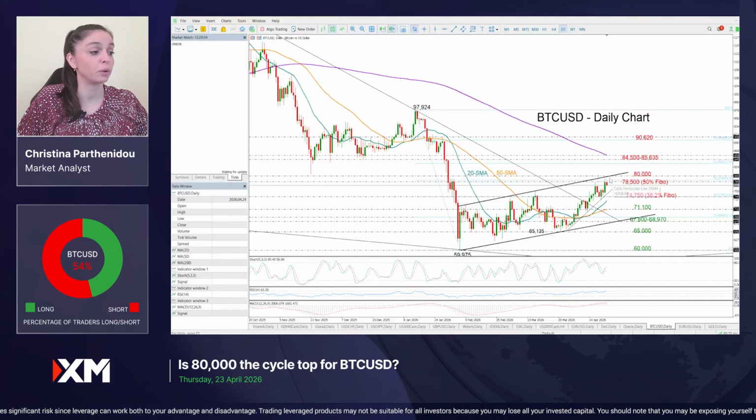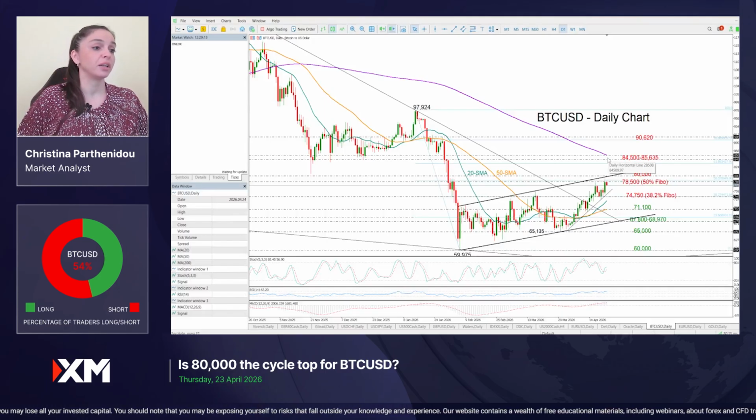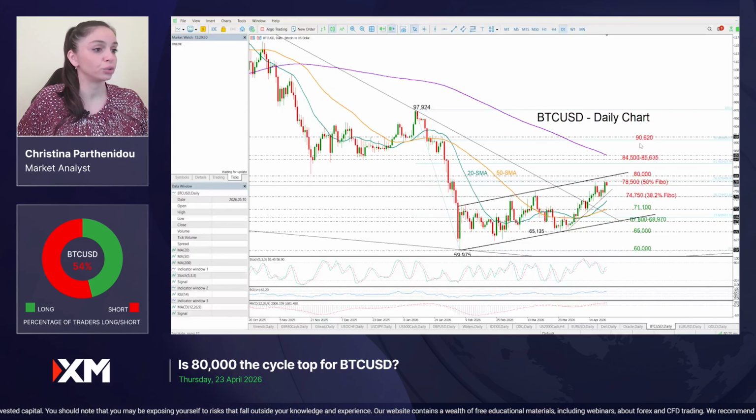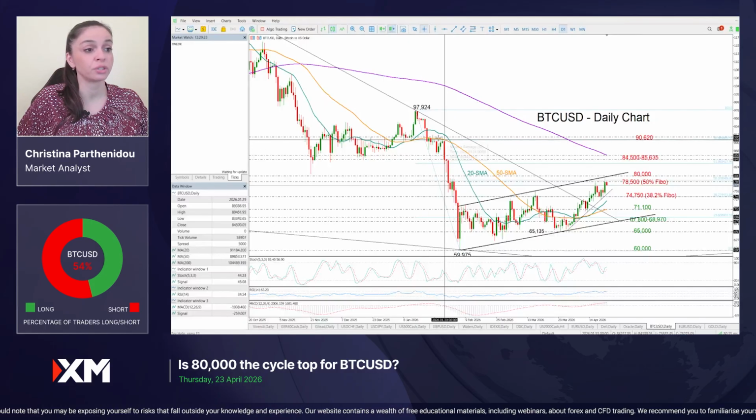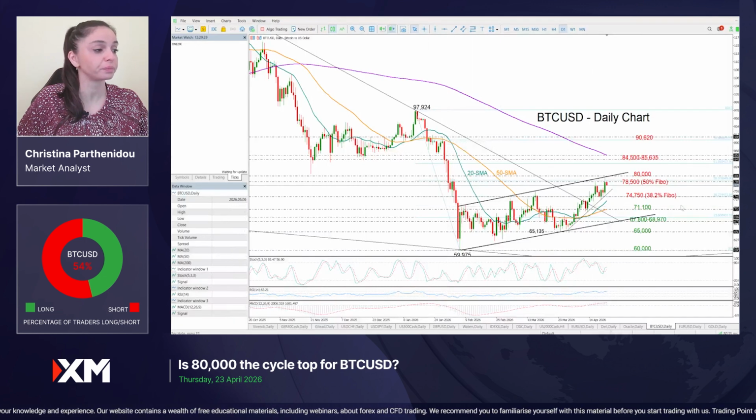Perhaps traders may wait for a clear move above 80,000 in order to target the 84,500 and 85,635. And then beyond that, perhaps the 90,620 could be the next barrier to watch, since that was a key rejection territory at the end of 2025.